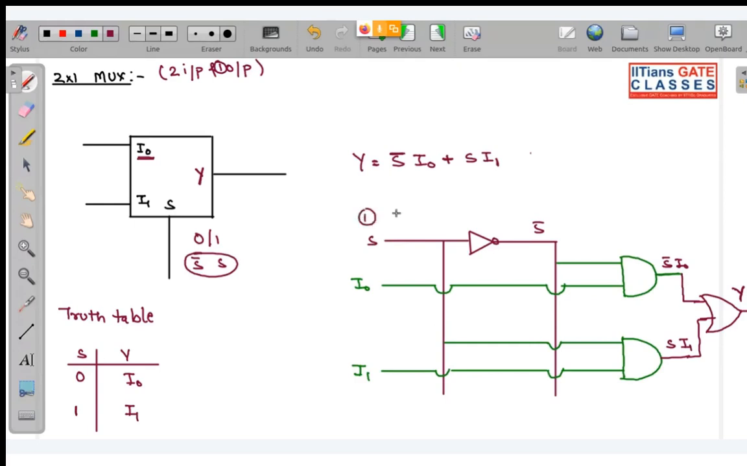If S is 1, what will happen? This line will be high, this line will be low. So if this is low, over here this will be 0. Why? Because one of the inputs of this AND gate is 0. So this will be 0. Now look over here. So this is 1. Okay. So over here 1 is there. And from here I1. So this will be S dot I1. And this Y will be what? S dot I1. Okay. So this is a 2 cross 1 mux.